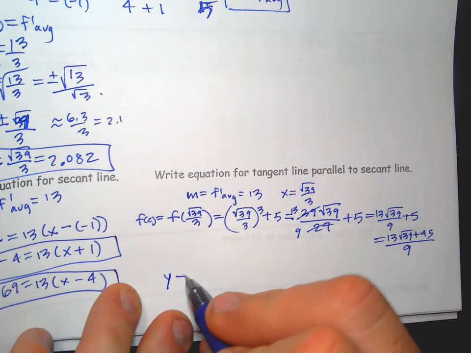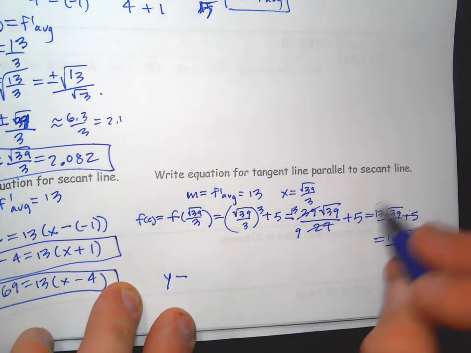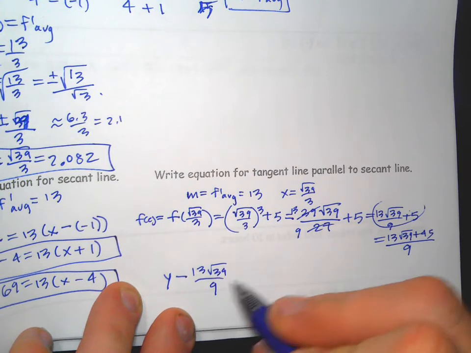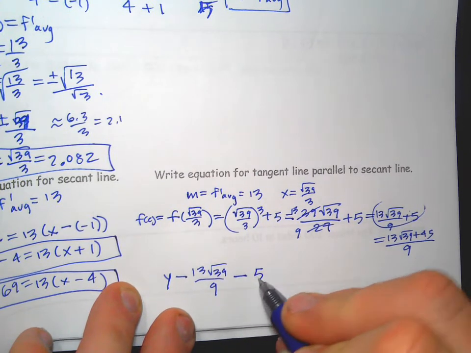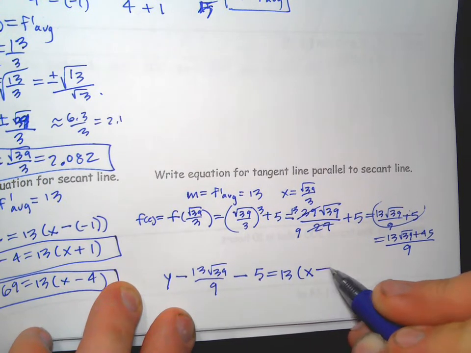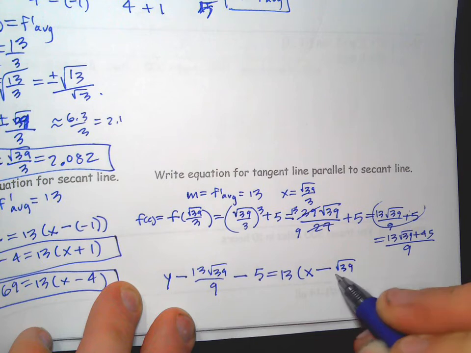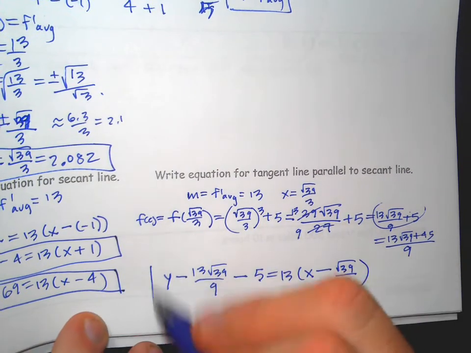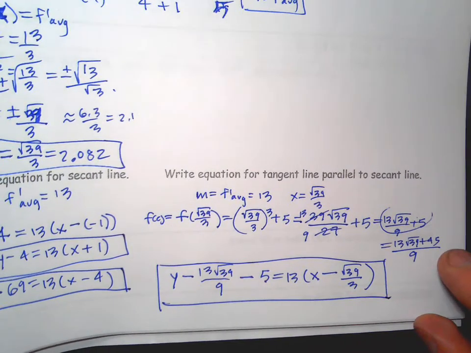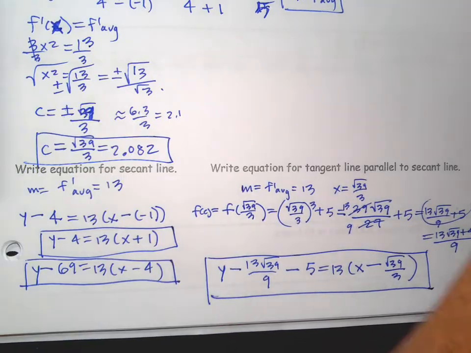Okay, but then we could write the equation. We could do y minus, let's just go with this, 13 root 39 over 9, and then we've got to distribute the subtraction of the 5 equals the slope with x minus the x value. So something like this. It's a little messy. But that's the slope of the parallel line where that special thing happens, where the actual slope equals the average slope.